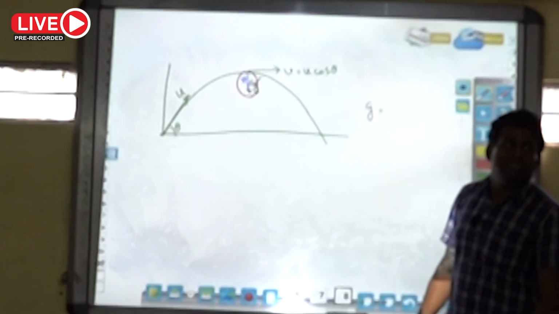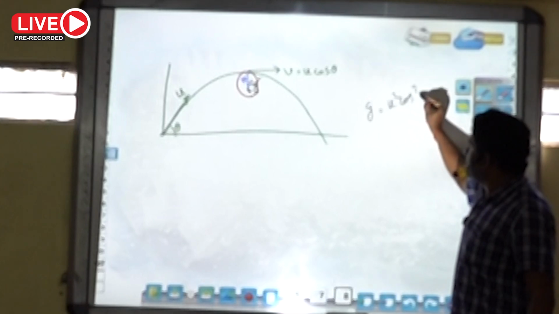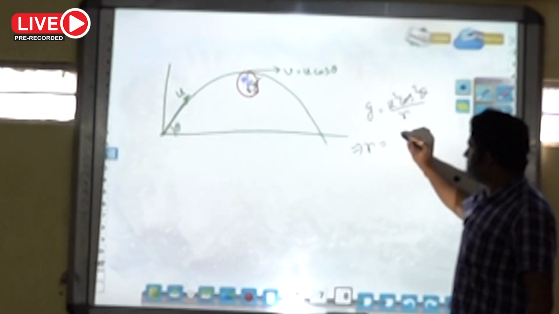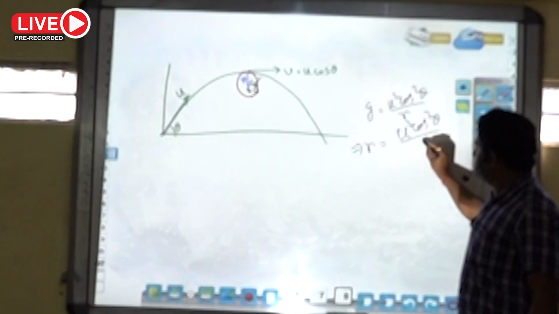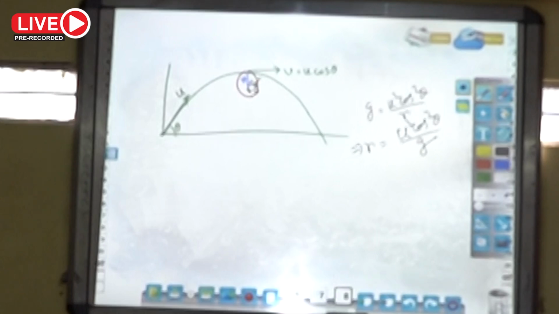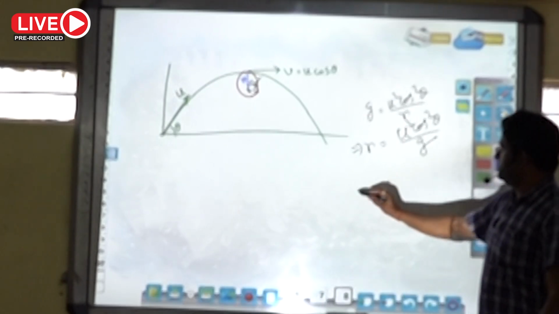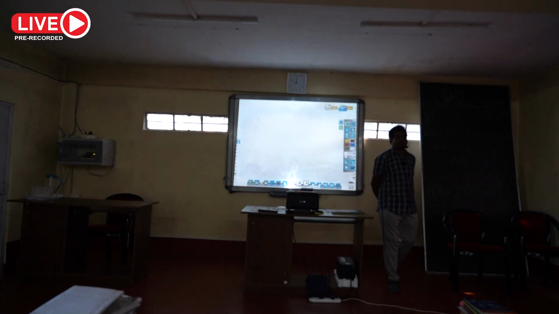So v is what? u cos theta. So write u square cos square theta by r. So from that you will get the formula of radius of curvature, that is u square cos square theta by g. Just put u is given 10, angle is given 45. So cos 45 is 1 by root 2. So it will be 10 square.